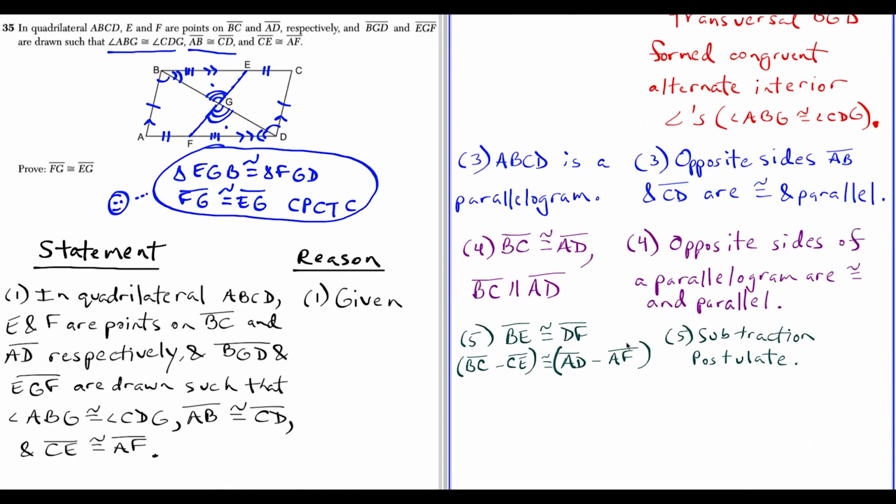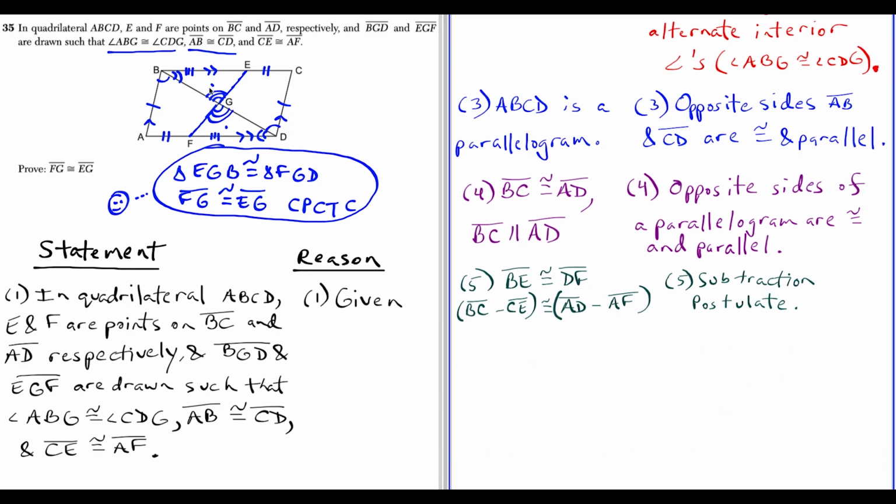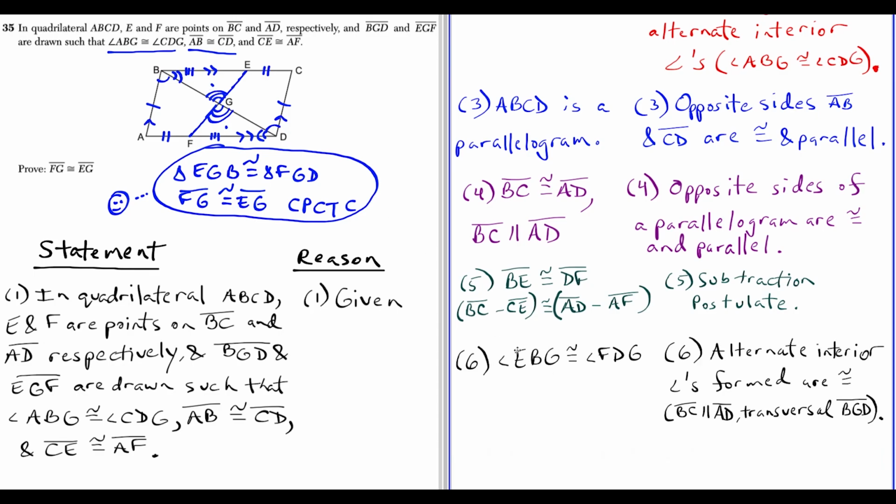Now, what we're going to do from here is we're trying to set up angle side congruency here. So we just have to make a few more congruent statements. We have angle EBG is congruent to angle FDG because alternate interior angles formed are congruent. Notice it's very important that we establish that BC is parallel to AD. Otherwise, we can't say this. So you just have to make sure that you're establishing this. All those small details make a big difference with this last question.